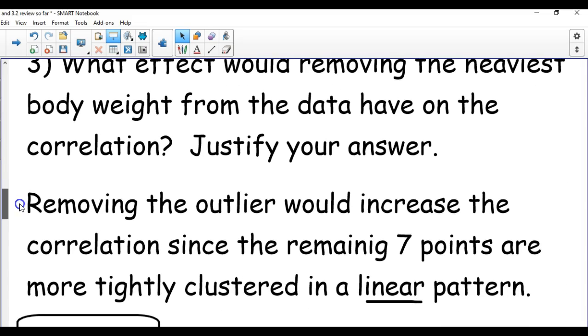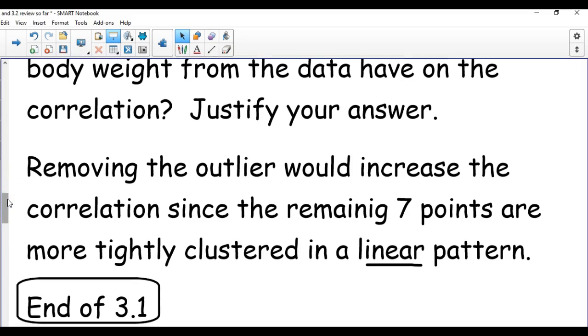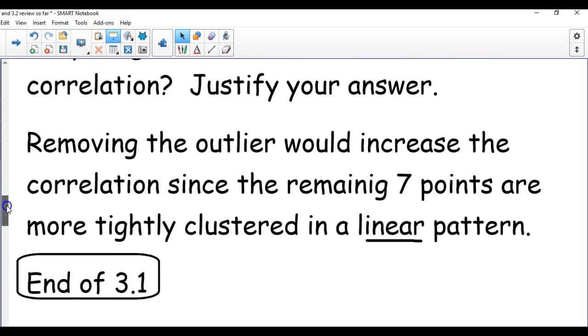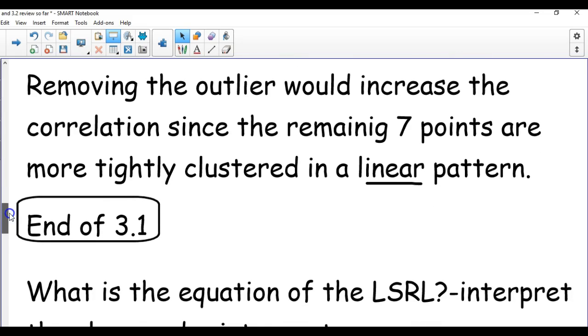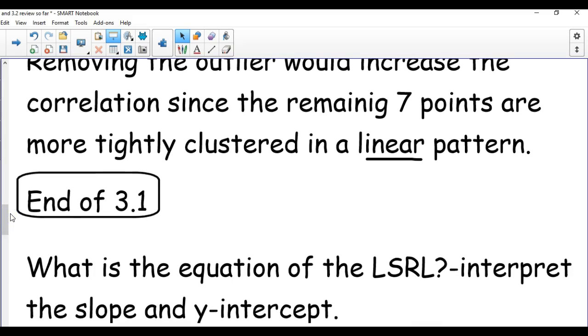Removing the outlier would increase the correlation since the remaining 7 points are more tightly clustered in a linear pattern. This concludes section 3.1. Now you could continue to be asked questions about this data based on 3.2. And the first question that you'll be asked is, what is the equation of the least squares regression line? Interpret the slope and the y-intercept.